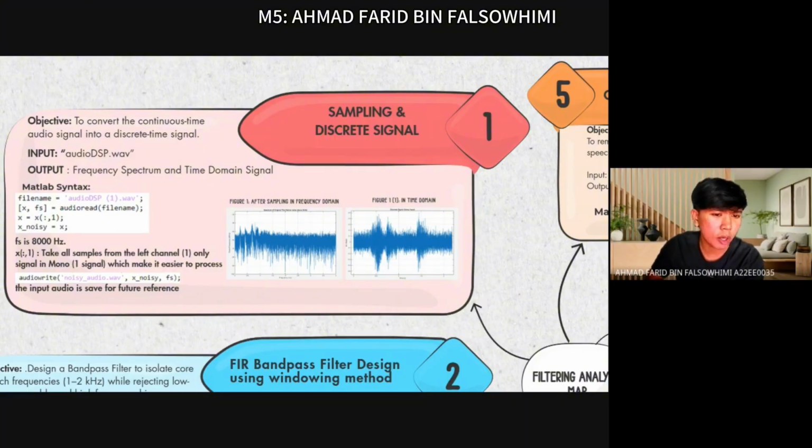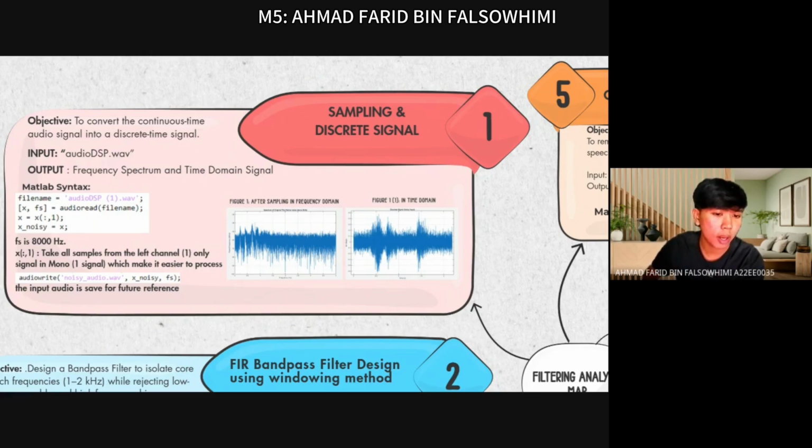The main objective of this is to convert the continuous time audio signal into the discrete time signal so that it can be processed digitally. The input used in the project is an audio DSP dot wave. And then the output we analyze is the frequency spectrum and the time domain signal.